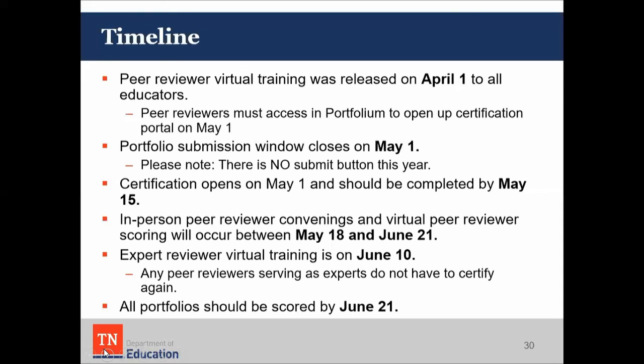In-person peer reviewer convenings and virtual peer reviewer scoring will occur between May 18th, which is the first in-person convening, and June 21st. Expert reviewer virtual training is on June 10th, and more information will be provided to expert reviewers as that time approaches. So any peer reviewers serving as experts do not have to certify again. So they've already certified as a peer reviewer, they will not have to certify again as an expert. And all portfolios should be scored by June 21st. That is our goal.